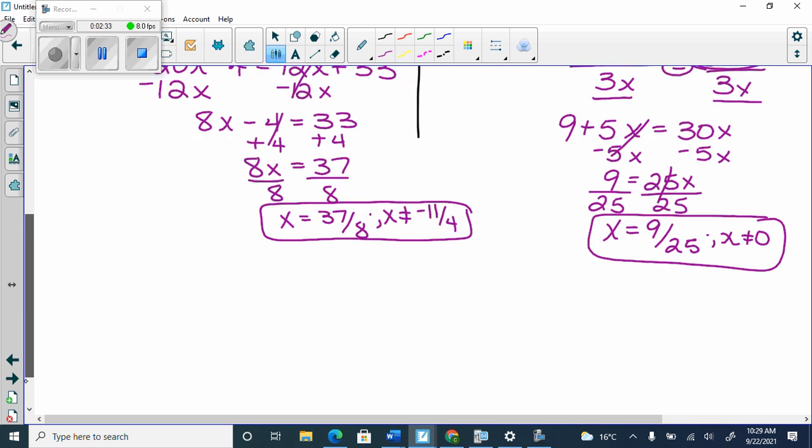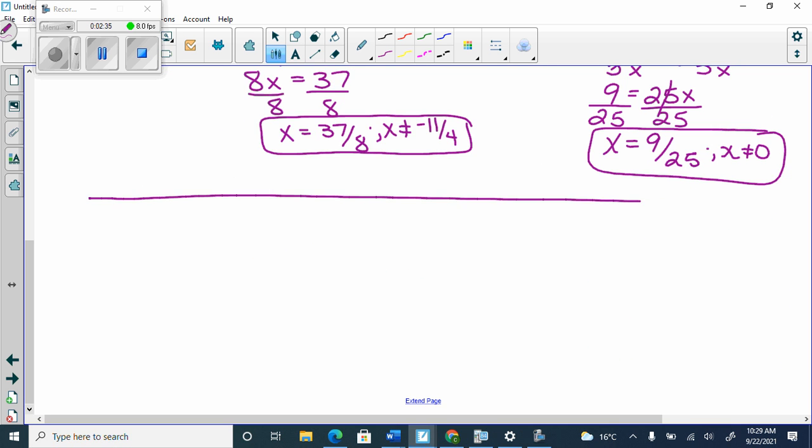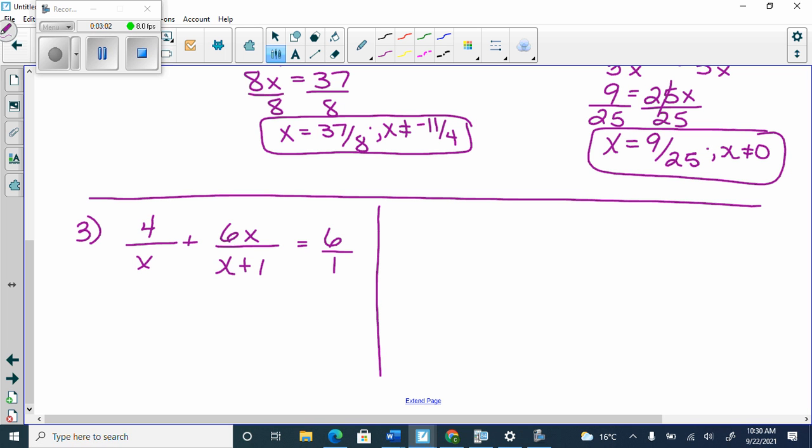Then we're going to do some set theory ones, and then we're going to move on to set theory. Finishing it up. So this is number 3. 4 over x plus 6x over x plus 1 equals 6. Now, paying attention. This is an x, this is an x plus 1. This is a monomial, this is a binomial. Can I make them be the same? No, so I have to multiply them by each other. And the 6 is over a 1, so I actually have to multiply it by both the x and the x plus 1.